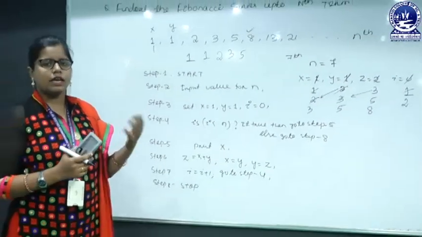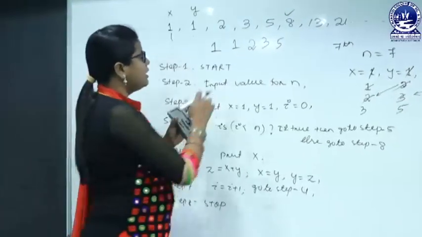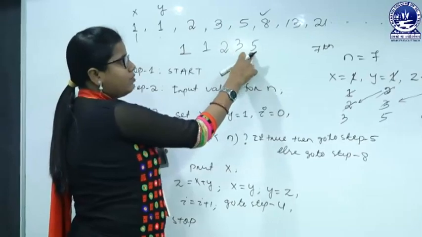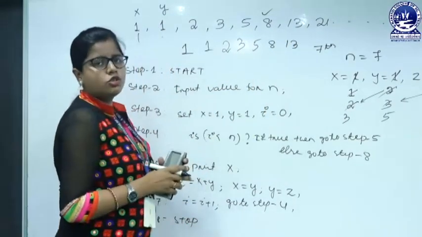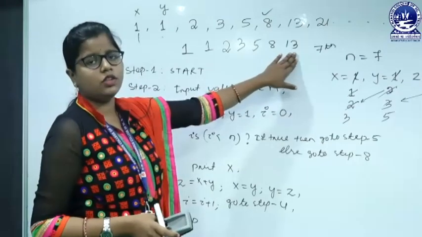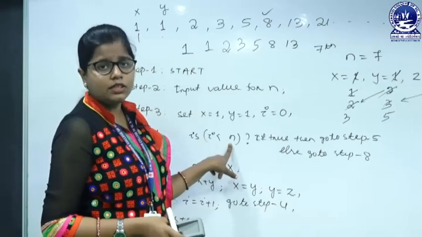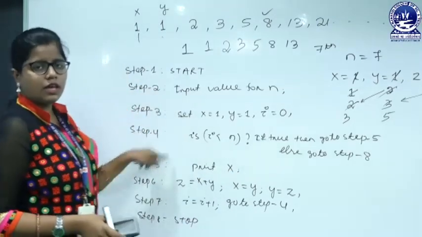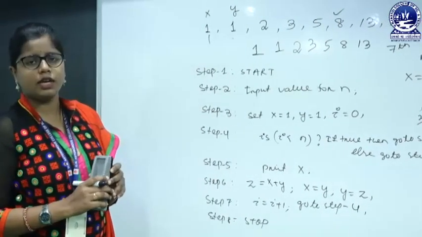So once the n value is 7, that means once we have printed, suppose here I equals 1, 2, 3, 4, 5. Next we will print 8 and next we will print 13. So after printing 13, the I value will be 7. So is 7 less than 7? That will be false, then we need to stop there. So this is the algorithm for printing the Fibonacci series up to the nth term.